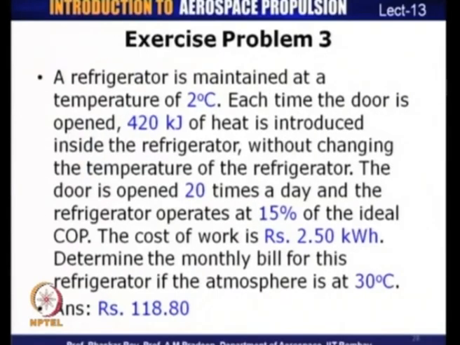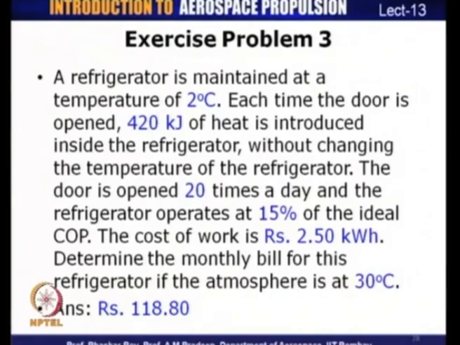The third exercise problem is of a refrigerator. A refrigerator is maintained at a temperature of 2 degrees Celsius, and each time the door is opened, 420 kilojoules of heat is introduced inside the refrigerator without changing the temperature of the refrigerator. The door is opened 20 times a day and the refrigerator operates at 15% of the ideal COP. The cost of work is rupees 2.5 per kilowatt hour, and if this is the cost, determine the monthly bill for this refrigerator if the atmosphere is at 30 degrees Celsius.